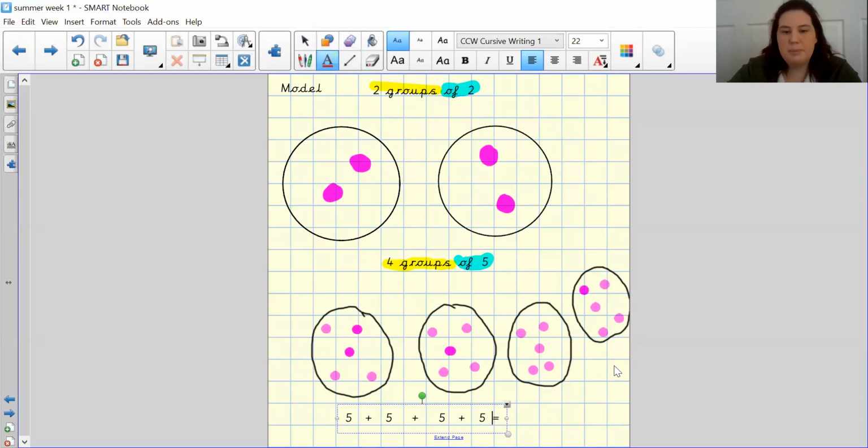And then my equal symbol. And I can count it a lot easier. Let's count together. 5, 10, 15, 20. Well done. And remember, we do one number per box. And there is my number of total amount for 4 groups of 5.